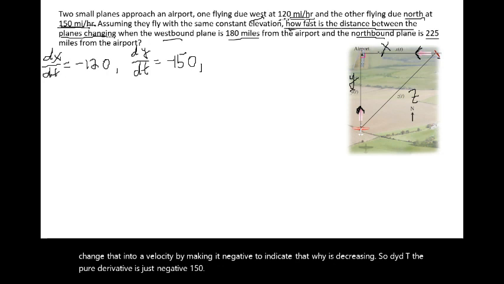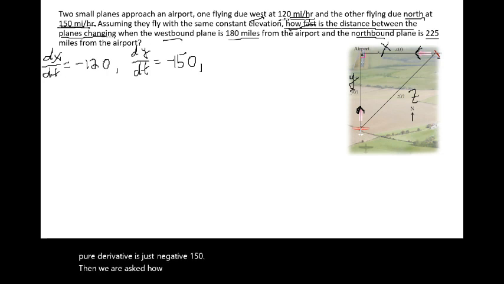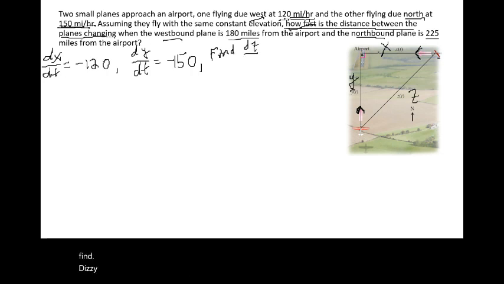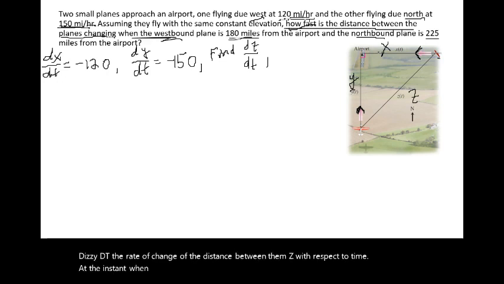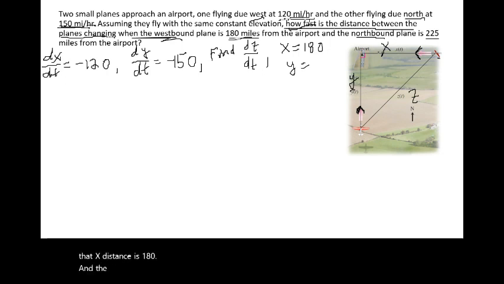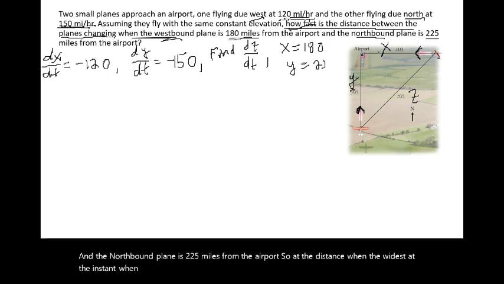Then we are asked how fast is the distance between the planes changing. So we are asked to find dz/dt, the rate of change of the distance between them, z, with respect to time, at the instant when the westbound plane is 180 miles from the airport, so at the instant when that x distance is 180, and the northbound plane is 225 miles from the airport, so at the instant when the y distance is 225.